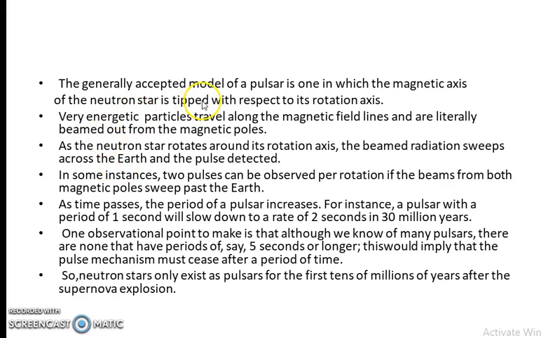So the generally accepted model of the pulsar is that one in which the magnetic axis of the neutron star is tipped with respect to its rotation axis. Tipped means tilted or in a sloping position. So this magnetic axis is tilted with respect to the rotation axis. So the very energetic particles traveling along the magnetic field lines are beamed out of the magnetic poles.